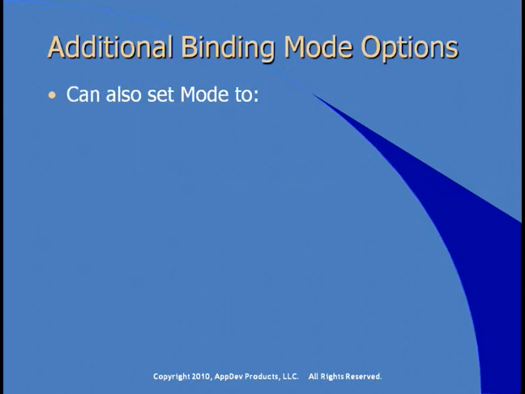You can also set the mode to two extra settings. One way to source provides one-way binding, but only from the target to the source, and default, which uses the default settings for the object. Let's look at an example now that uses two-way data binding.